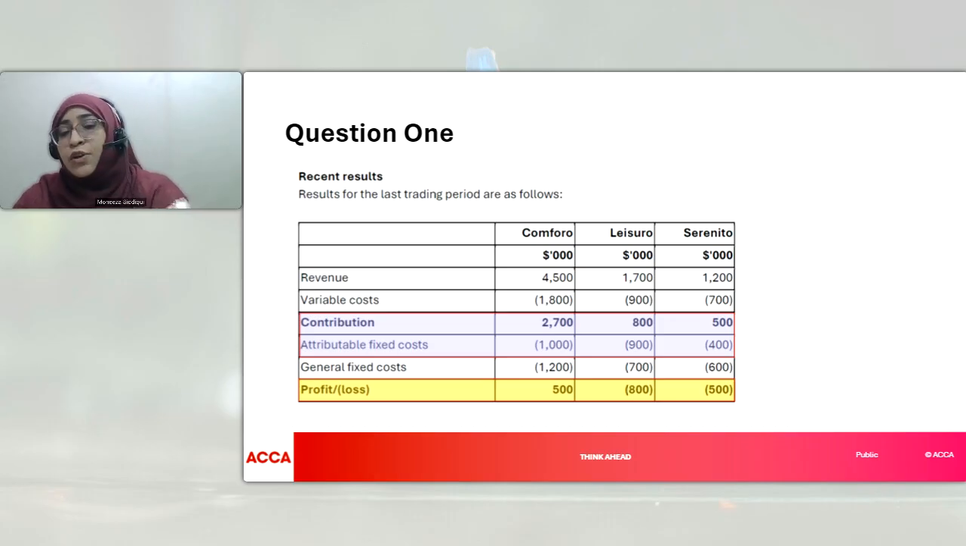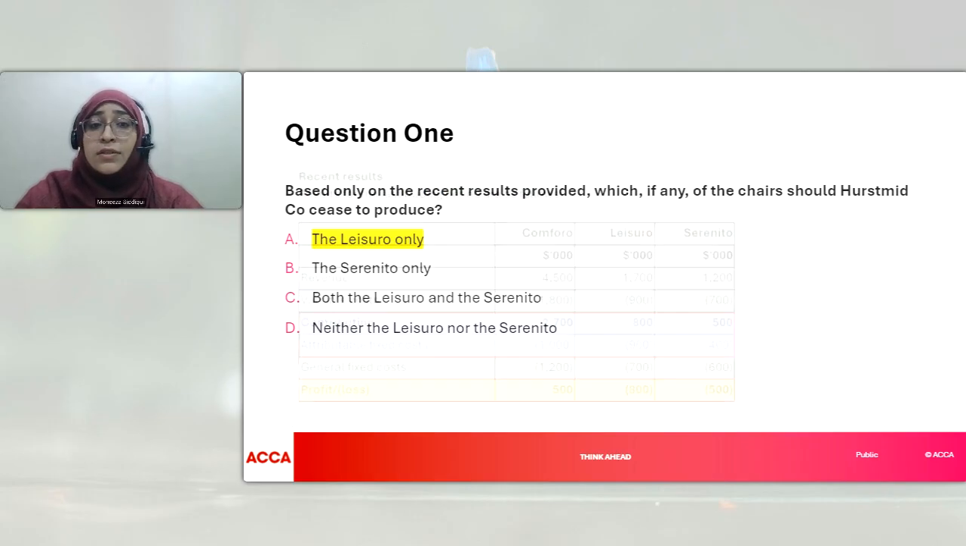Brilliant. If you look at chair L, contribution is 800, but the attributable fixed cost is 900. So that's where we immediately go into a loss making position. And if you look at chair S, 500 is the contribution, but the attributable fixed cost is just 400. So even after accounting for the attributable fixed cost, we are in a positive place. So out of the three chairs, what we should ideally stop making is the first, that is Leggero only.